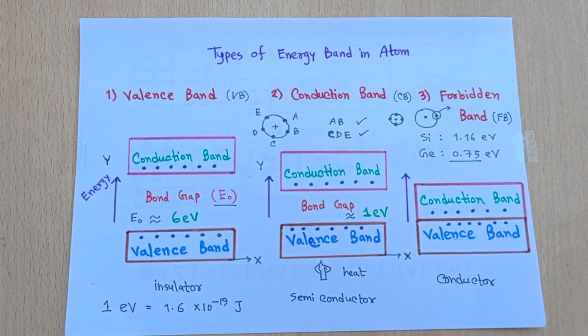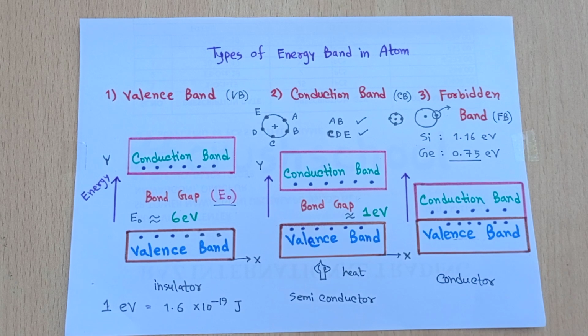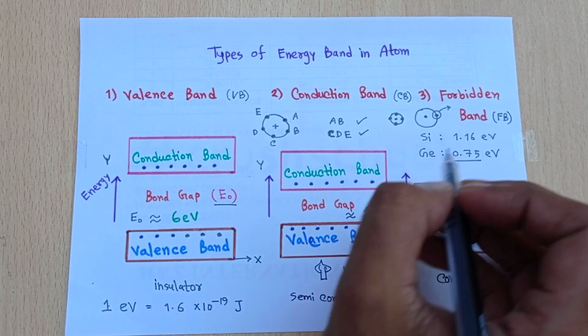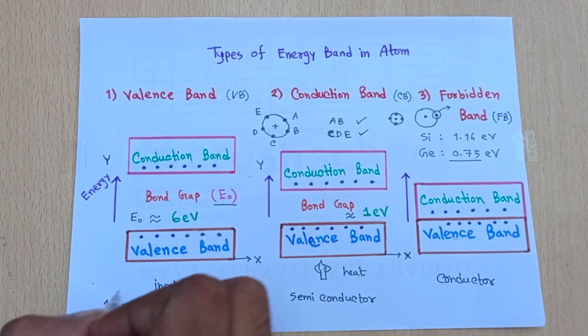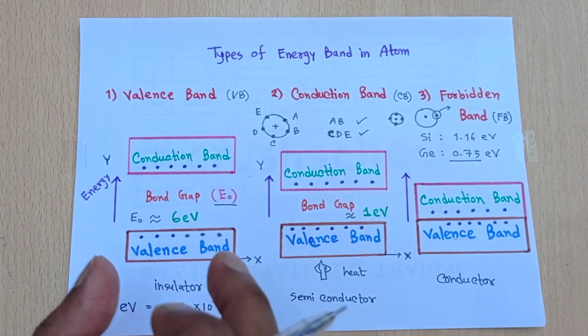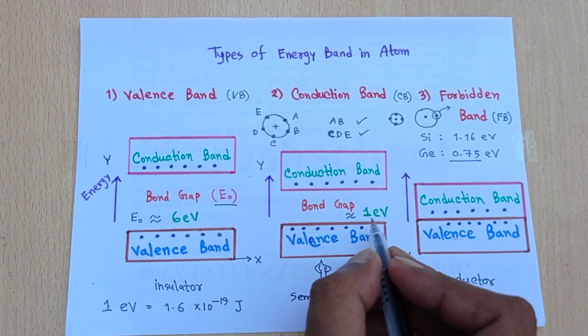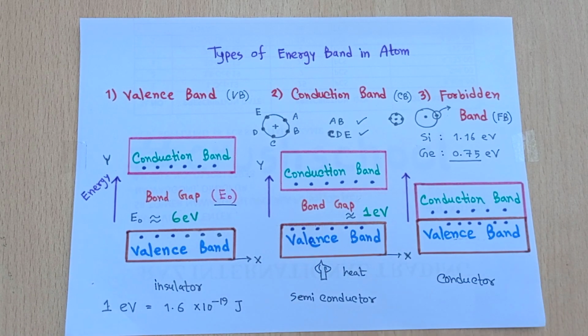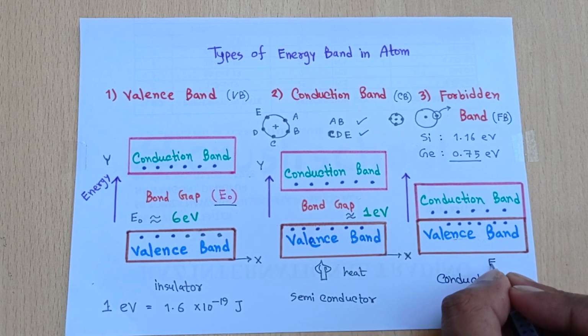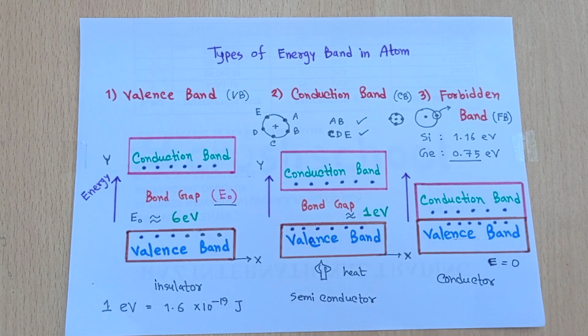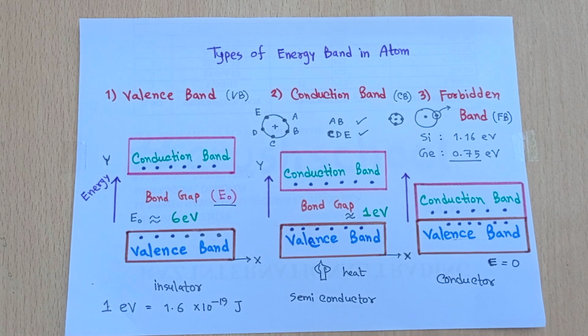And we also have another piece of information, as we indicate the forbidden band energy level as E naught. E naught is 6 electron volt for an insulator, E naught is approximately 1 electron volt for a semiconductor, but E naught for a conductor is 0 because there is no forbidden band between the valence band and conduction band of a conductor. So this is all about the types of energy band and how it works on the three types of material.